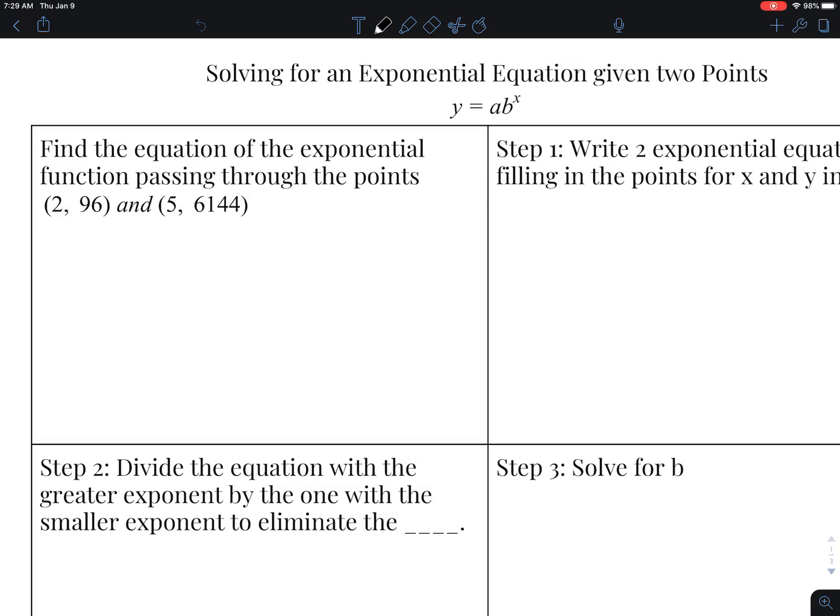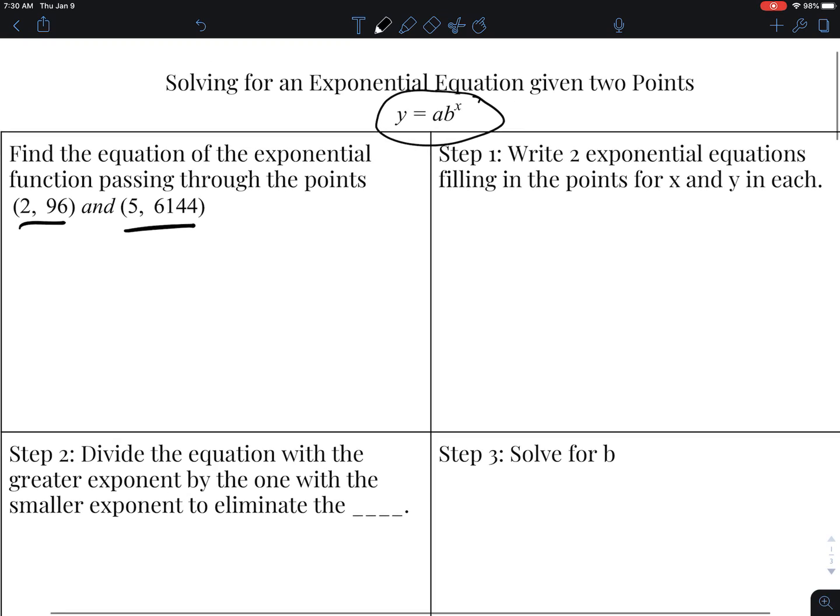Okay guys, today we're going to talk about how we can write an exponential equation when we're given 2 points that aren't necessarily right next to each other, so we can't just find the multiplier. So we're going to start with these 2 points here, (5, 6144) and (2, 96). And we want to write the equation in the form of y equals a times b to the power of x. So we're going to start by writing this equation, filling in the x and the y.